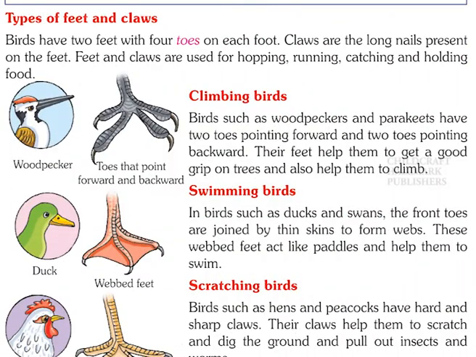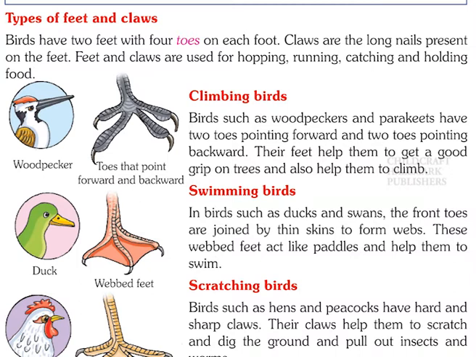Types of feet and claws. Birds have 2 feet with 4 toes on each foot. Claws are the long nails present on the feet. Feet and claws are used for hopping, running, catching and holding food.